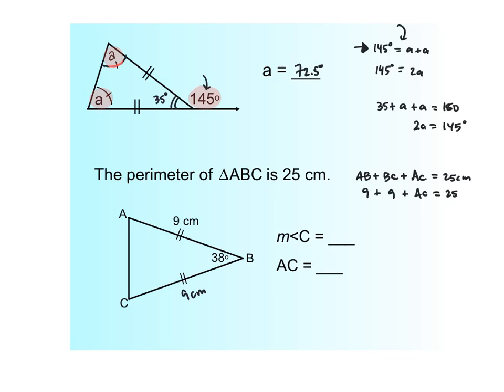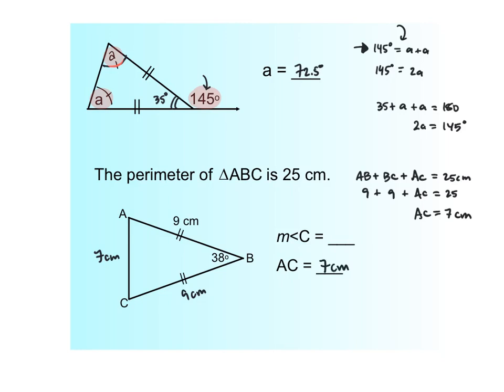So I'm going to add 9 and 9, which is 18. And I'm going to subtract 18 from 25, and I get 7. So that tells me that this base side will be 7 centimeters, which makes sense in the context of an isosceles triangle, right? The legs are the same, and typically the base is different. If the base was the same as the legs, we'd call that equilateral. All right, so we know AC is 7 centimeters.